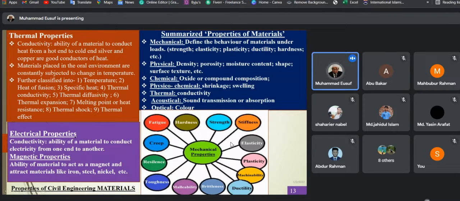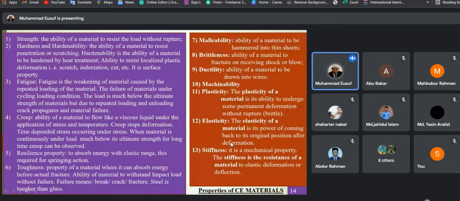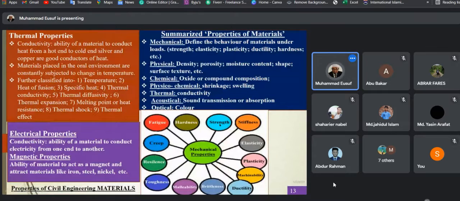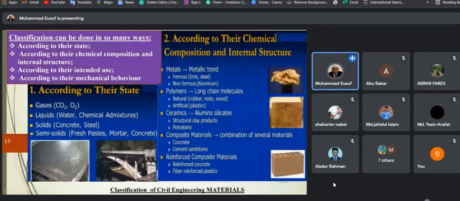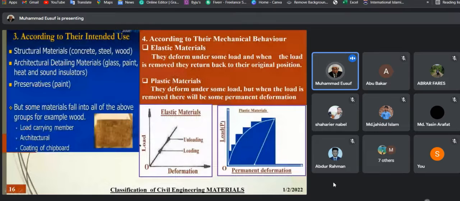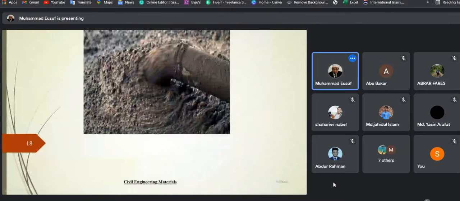All explanations you can find here in this note. You see strength, hardness, fatigue, creep, resilience, toughness, malleability, brittleness, ductility, machinability, plasticity, elasticity, stiffness. Okay. Most important is mechanical properties. All properties are very important, but especially mechanical properties provide you the strength. Okay. Next we just go through.